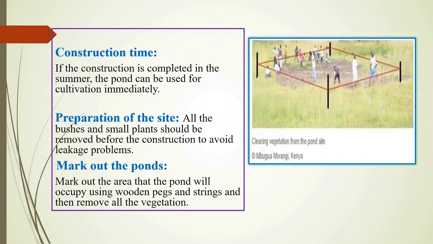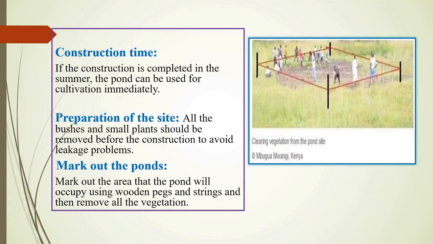Construction time. If the construction is completed in the summer, the pond can be used for cultivation immediately. So that means summer is the suitable time for construction of a fish pond. Preparation of the site. All the bushes and small plants should be removed before the construction to avoid leakage problems.